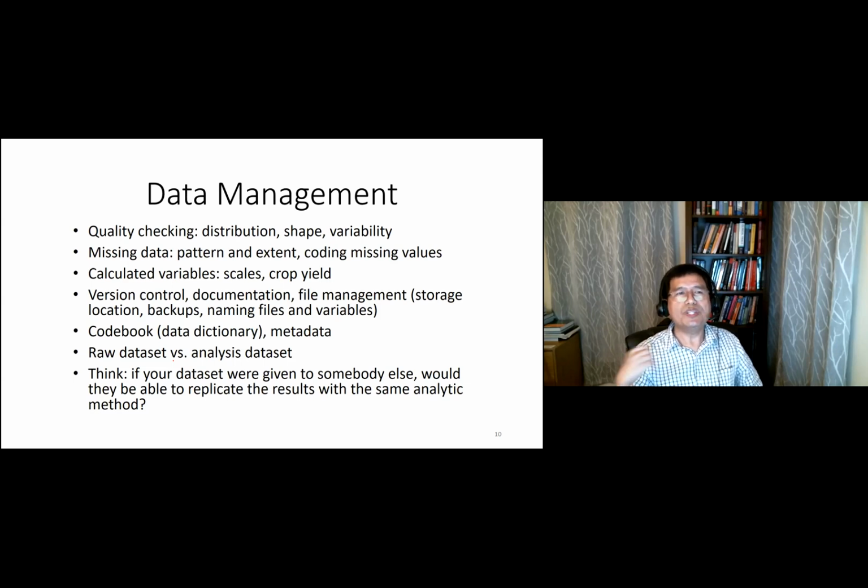So once you have data, then instead of directly running a t-test or analysis of variance or regression, just plot your data, right? Look at the distribution. That could be in terms of histogram, or that could be a scatter plot. Look at the shape and look at the variability, if there is any outlier. That kind of analysis would always be very helpful.